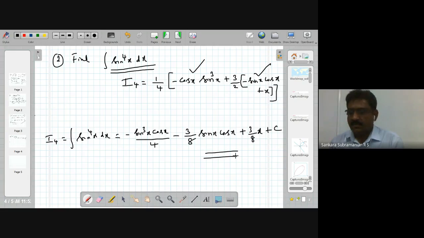So minus 1 by 4 sine cube x. I think it's 3 by 16. The total answer, sir: minus 3 by 16 plus 3 by 8x plus.